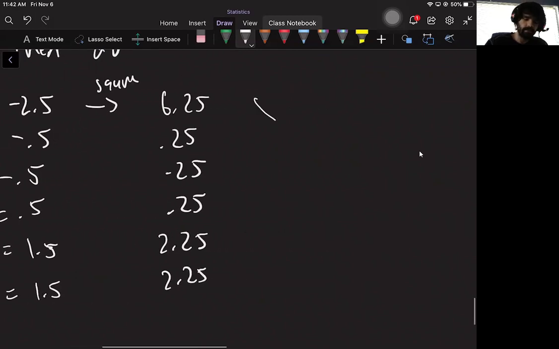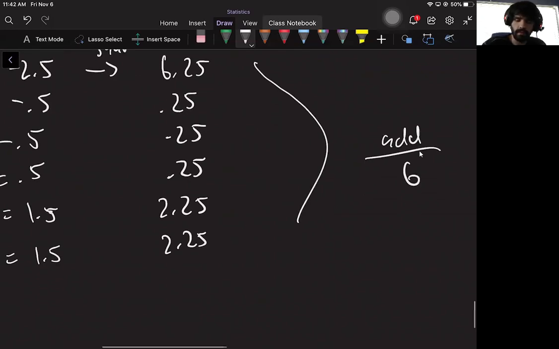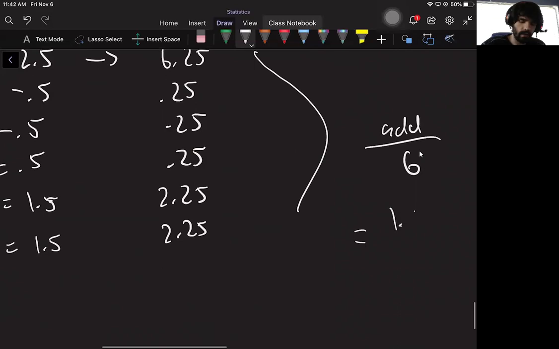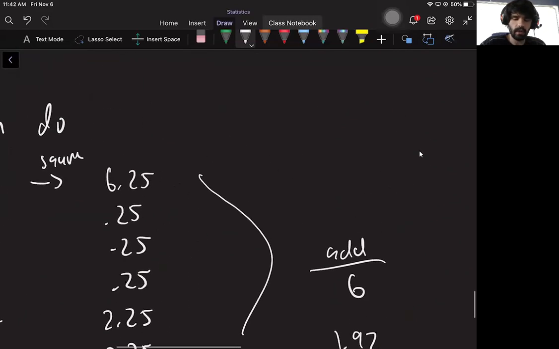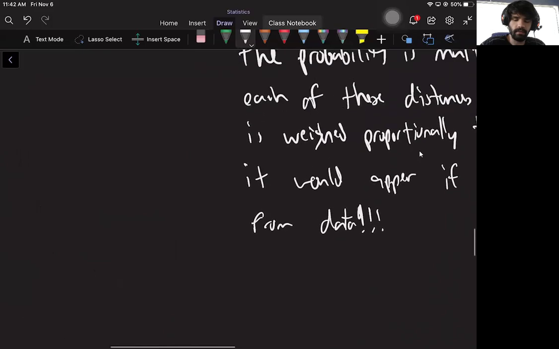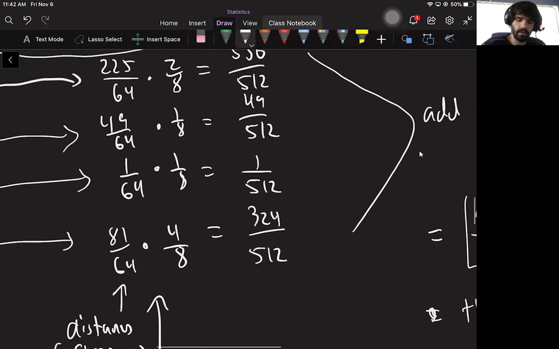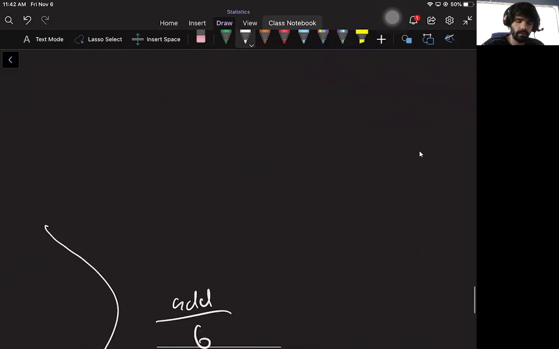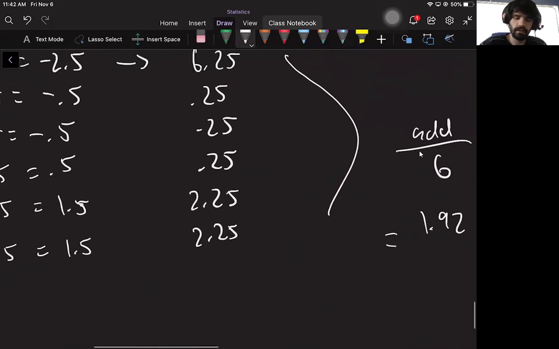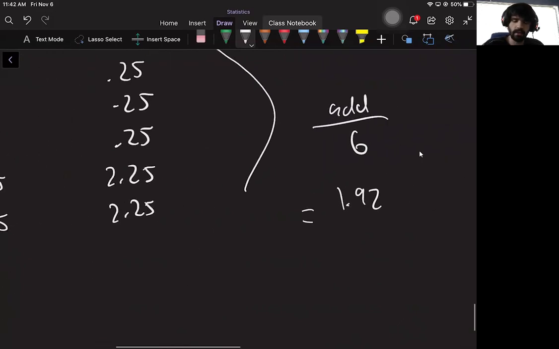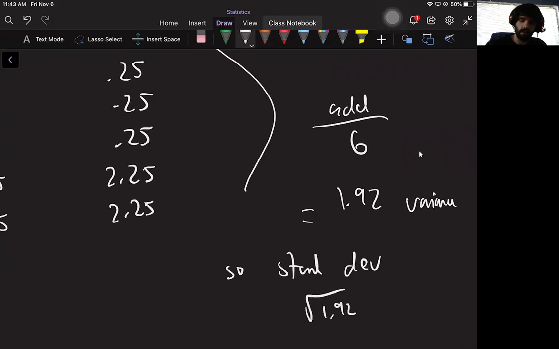Then you add these up and divide by 6, because there are 6 of them. If you do that, you'll end up with 1.92. So notice in the other method, I didn't have to divide by anything. I just added. That's because the probability was taking care of the division. Okay, so we'll see how that corresponds when we get to that example for this one. All right, so then that's the variance. So the standard deviation, we know, is the square root of that. Okay, so that's the old way.